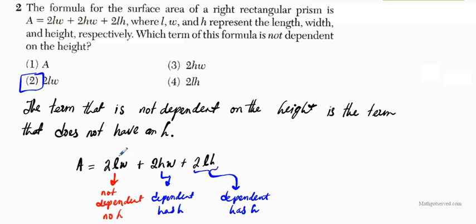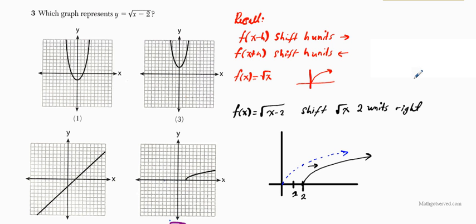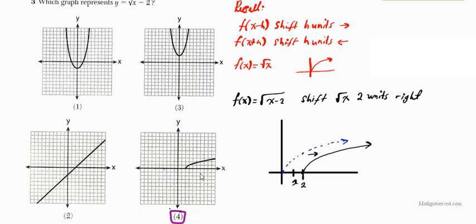And we can clearly see that the first term, 2LW, does not have an h, which means it is not dependent on the height. For question 3, we're looking at transformation of functions. We're looking at a radical function here. If you know what a radical function looks like, you can easily see that the answer is 4.